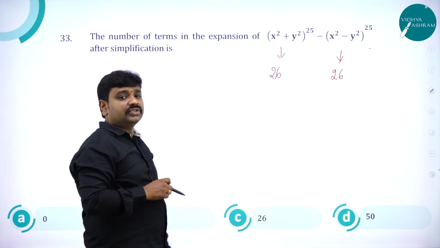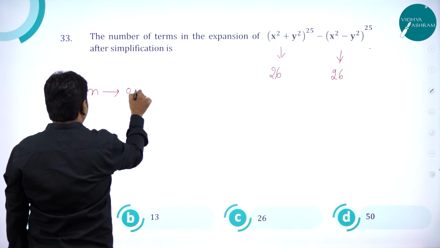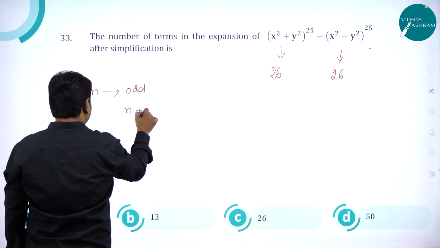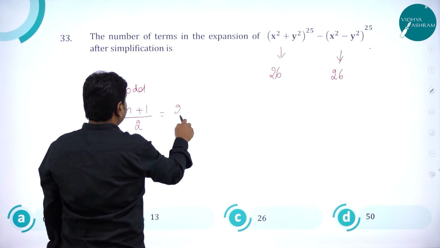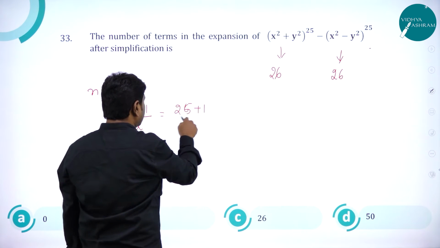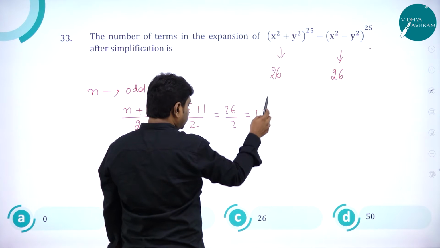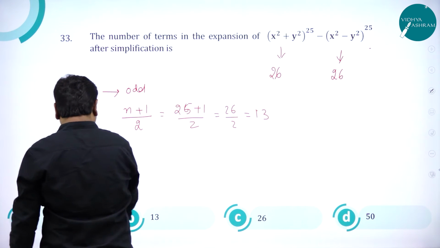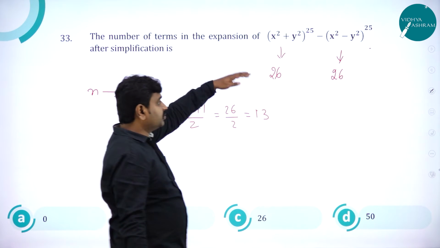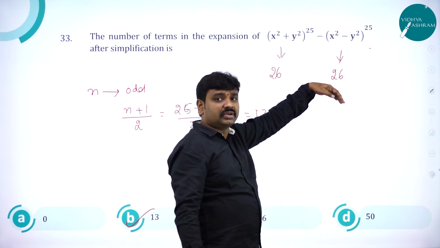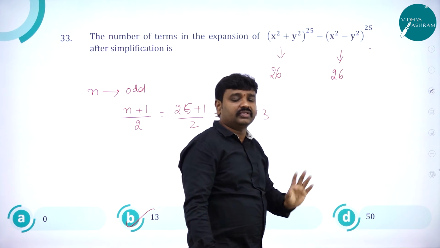So the shortcut is: if n is odd, (n plus 1) by 2 terms will be there in the expansion. So that is 25 plus 1 divided by 2, 26 by 2, 13 terms in the expansion. See, this had 26 terms, this also had 26 terms, but 13 opposite terms will get cancelled. We'll be left with this.